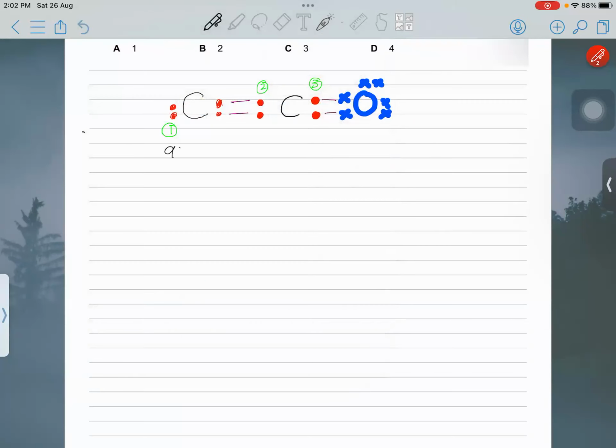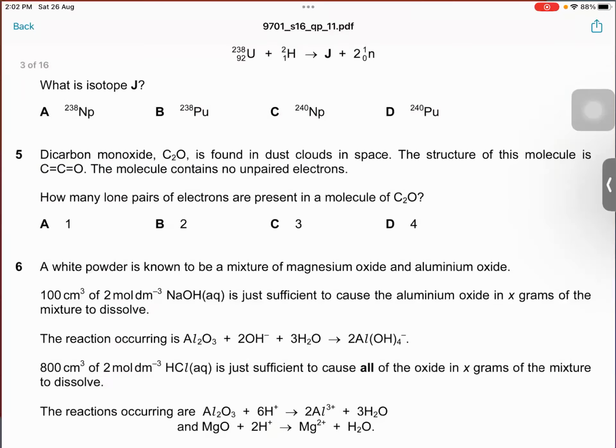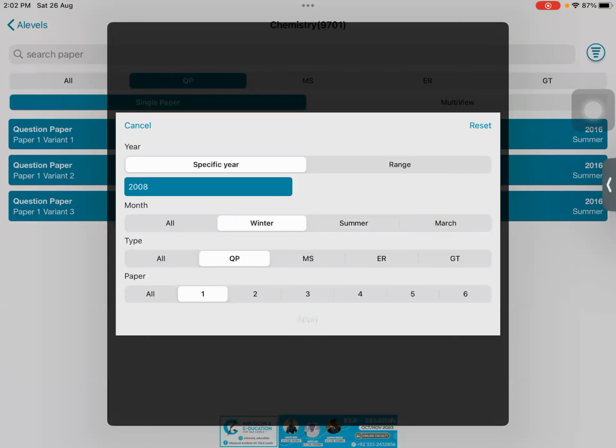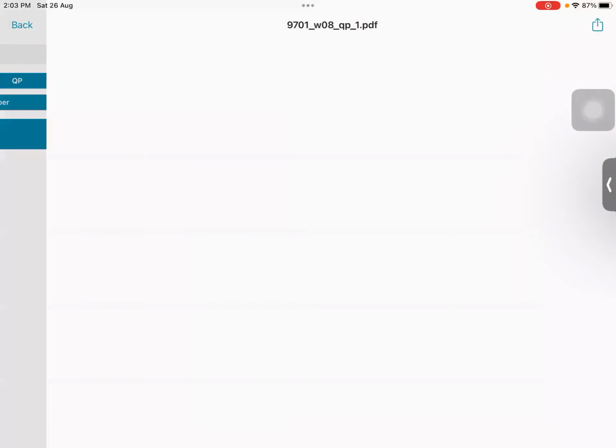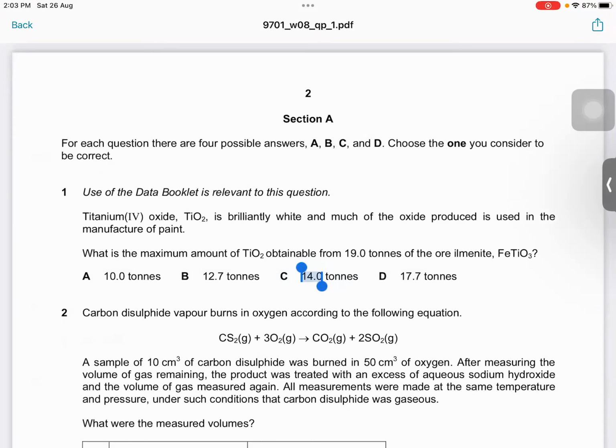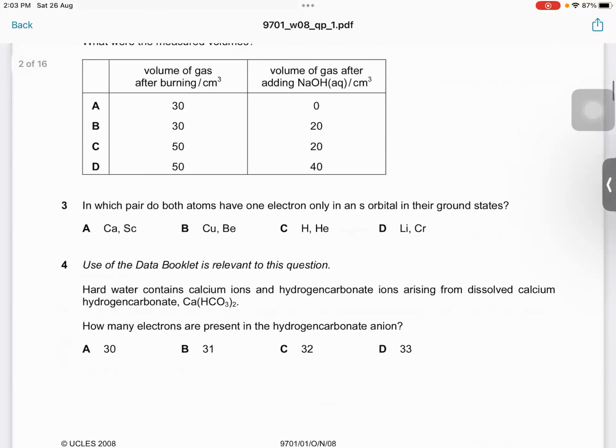Now 9701, variant 11, variant 12, October/November 2008, winter, question number 3.